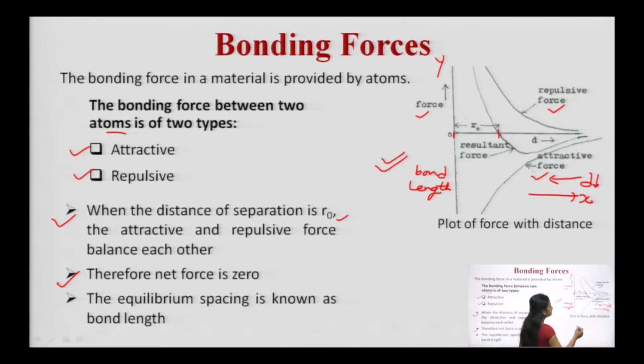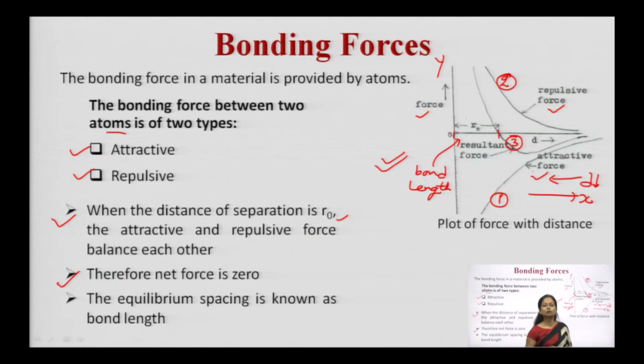You can see at this particular point this curve is shown. Curve 1 is drawn for the attractive force, 2 is drawn for the repulsive force, and the third one is for the resultant force. So, when the distance, the bond length, is r0, the attractive and repulsive forces balance each other and the net force would be 0 over here.